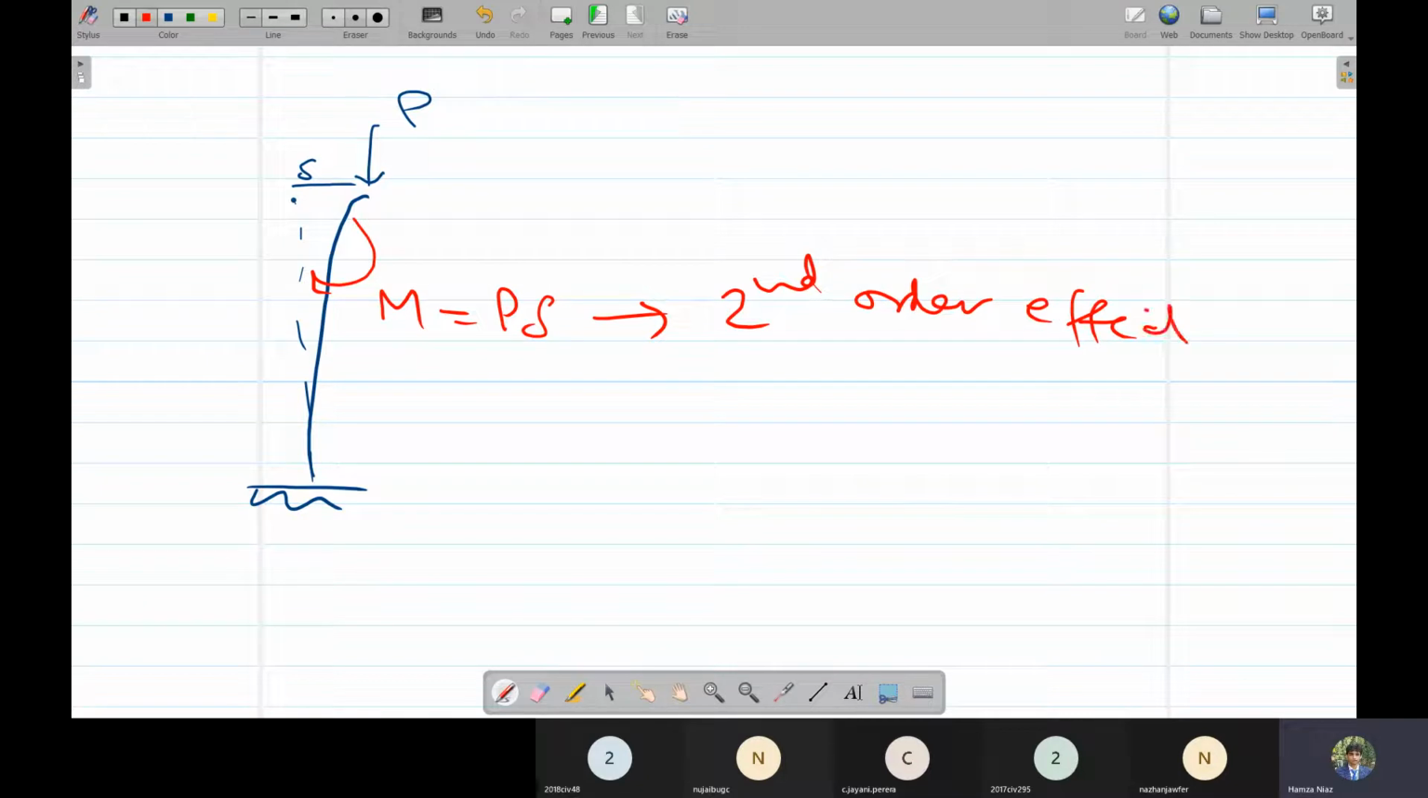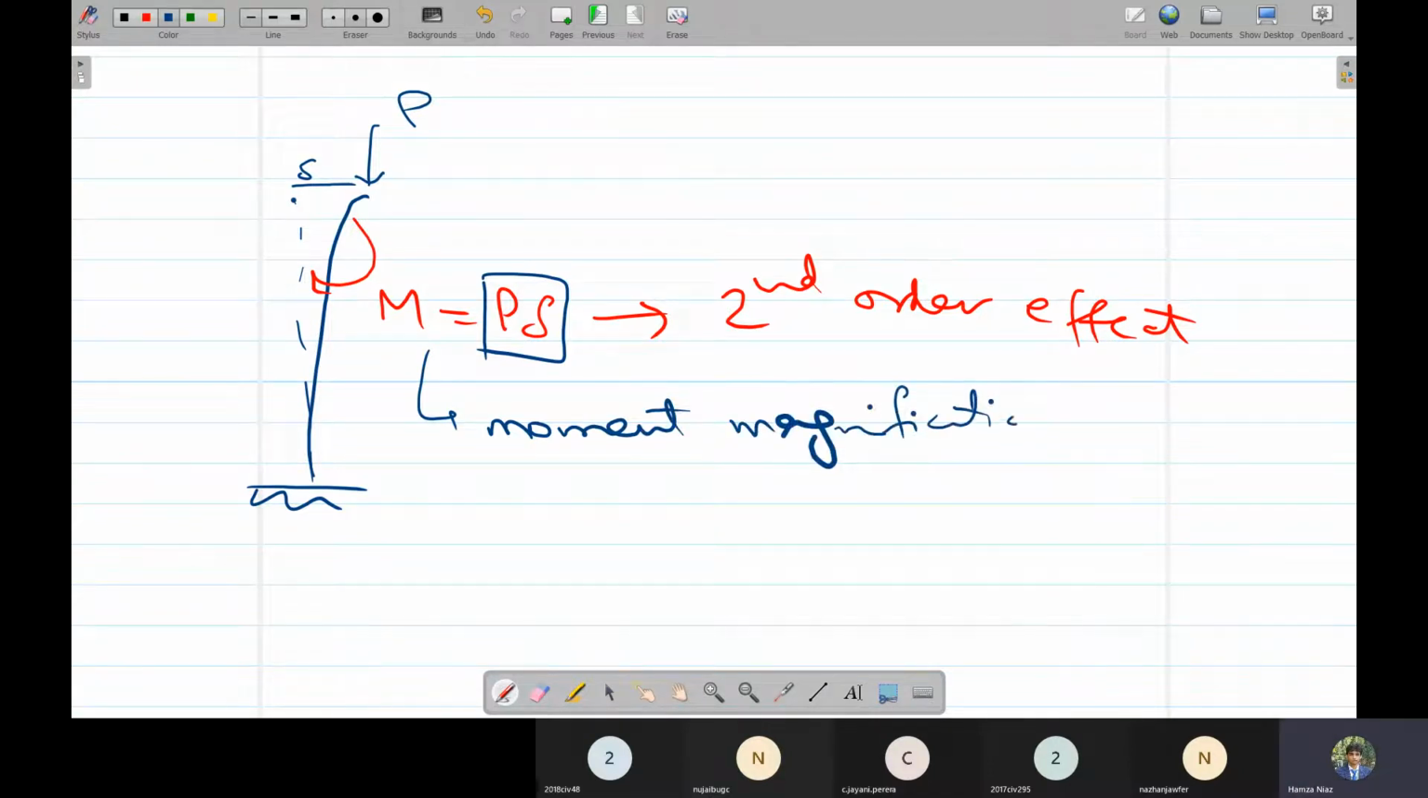This moment is generated due to the deflection caused by the axial load. So this is called the second order effect or P-delta effect. Those are the same thing, and this causes moment magnification in the column.